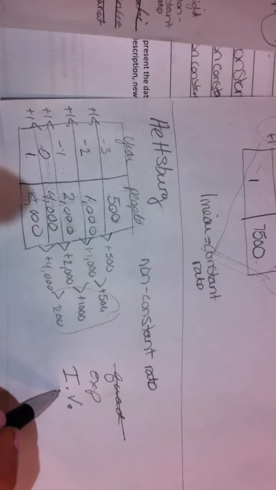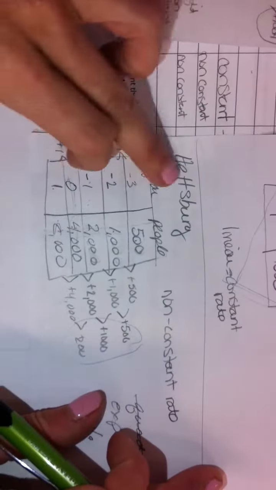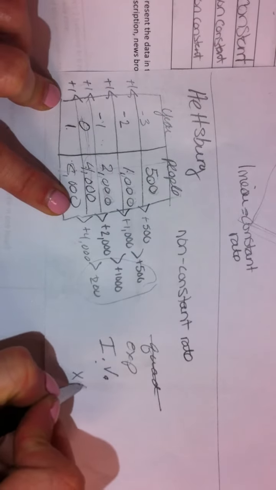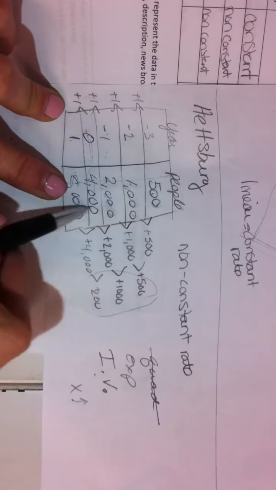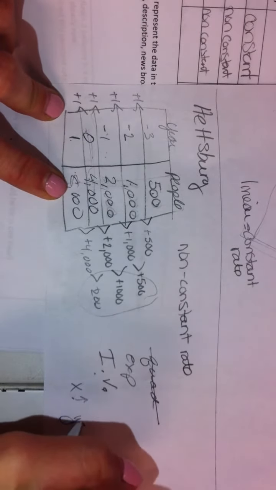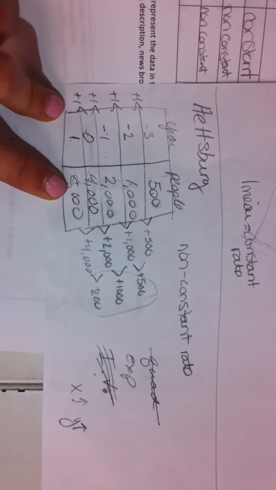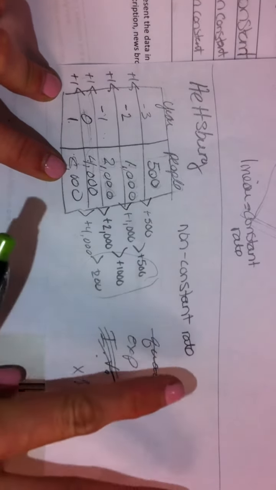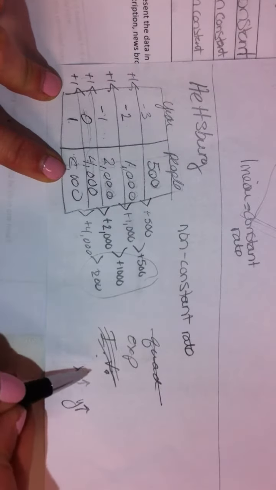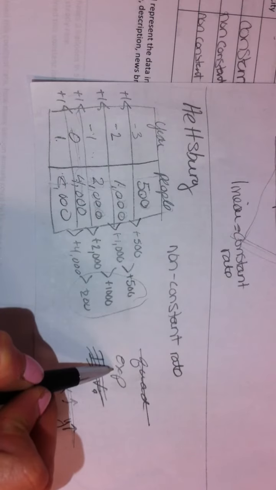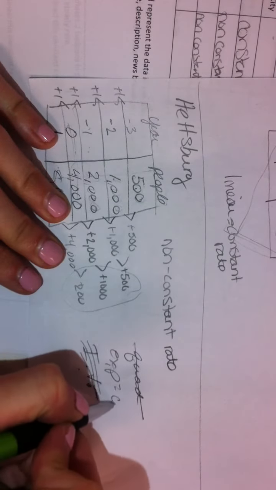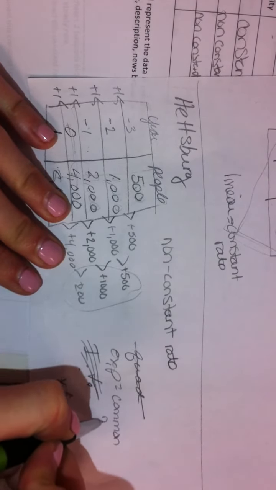Inverse variation is where the x goes up and the y goes down. The x is getting bigger. The y is also getting bigger. So it can't be inverse variation because they're moving in the same direction. X is getting bigger and y is getting bigger. Inverse variation means opposite. So exponential, remember that the test for exponential means you had to have a common multiplier.